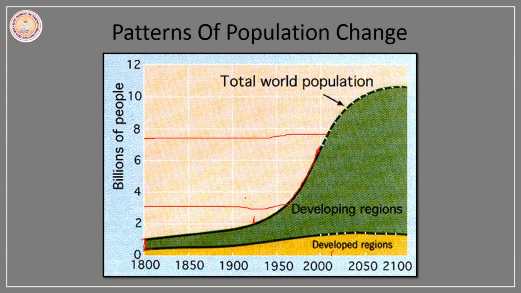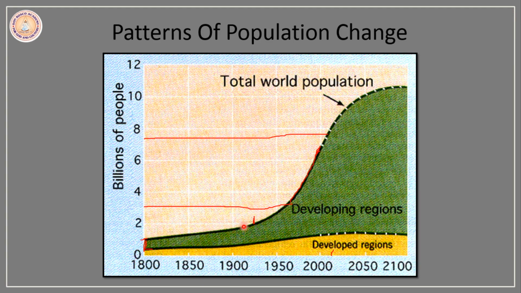This graph also tells us another very important aspect, that is developing regions and developed regions. So the developed regions have not increased the population as greatly as that of the developing region. Now, what is the reason behind all this? Initially, the population of the world grew very slowly. You can see over here how it grew very, very slowly.